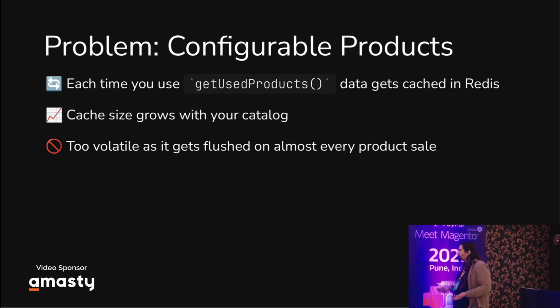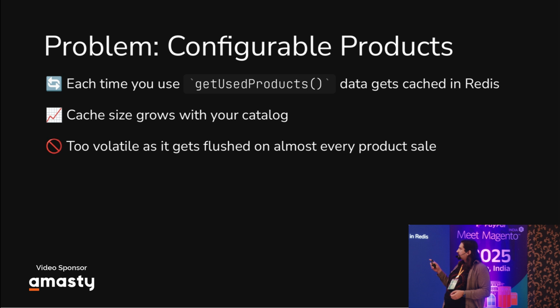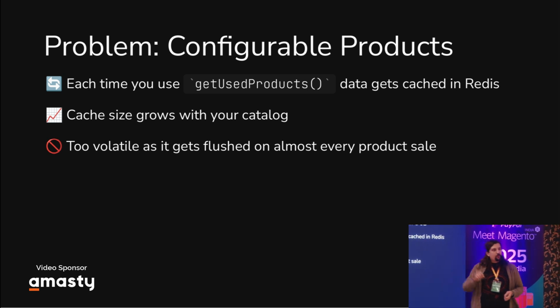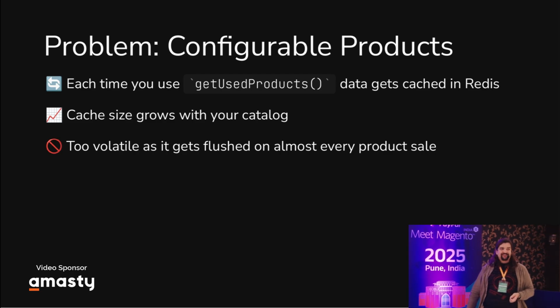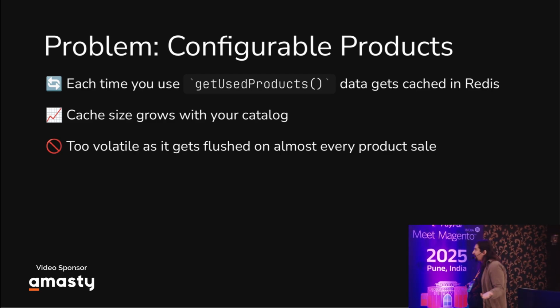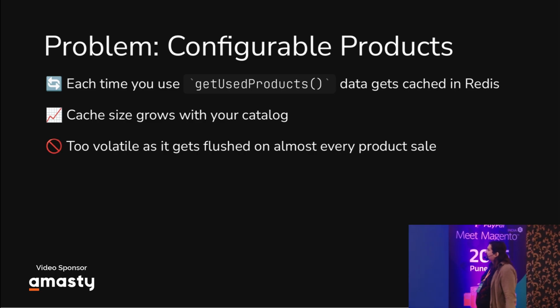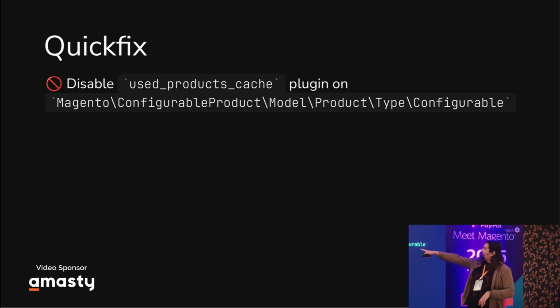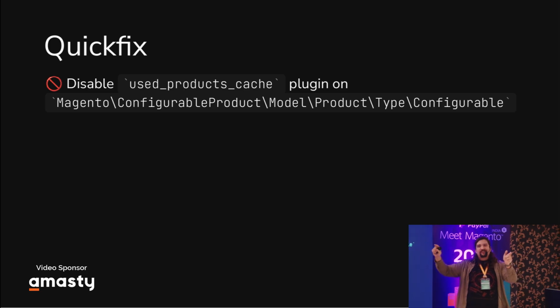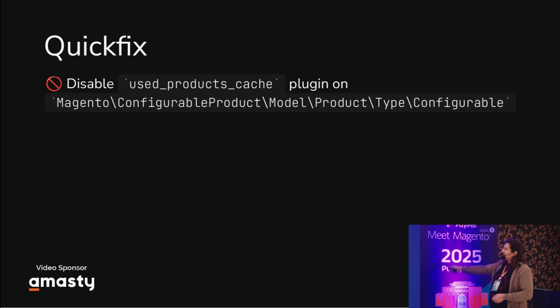It doesn't make sense. Also, the problem is that as soon as you update stock quantity on any of those products, that cache entry is going to be invalidated. There's going to be no cache anymore. So the quick fix is actually one line. You just disable this use product cache plugin. You create a DI file, and you just say plugin disabled equals true. Here is the code, right? So you just need to implement this one line.